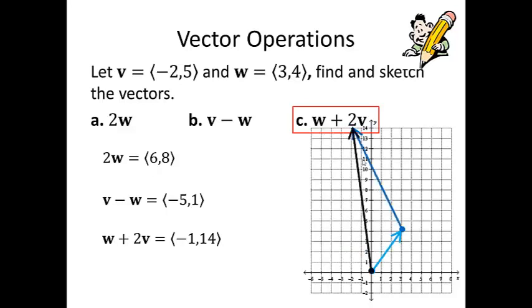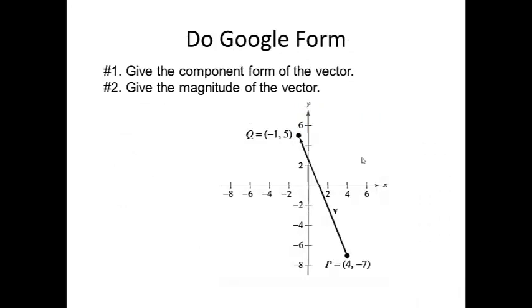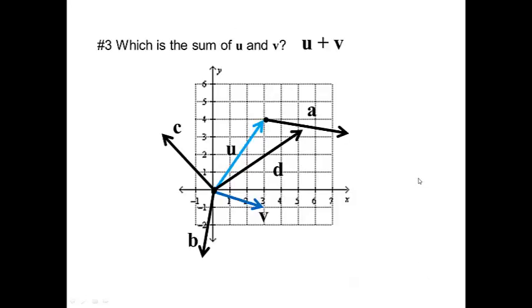All right. Okay, so your Google form, because of the graphics here, the picture, I actually had to put the first 3 questions of your Google form on the video. So number 1, give the component form of this vector. Number 2, give the magnitude of that vector. Number 3, which one of these is the sum of u plus v? These 2 blue ones. Which one of these would you draw as their sum? Okay, and the rest of the questions are on the Google form.